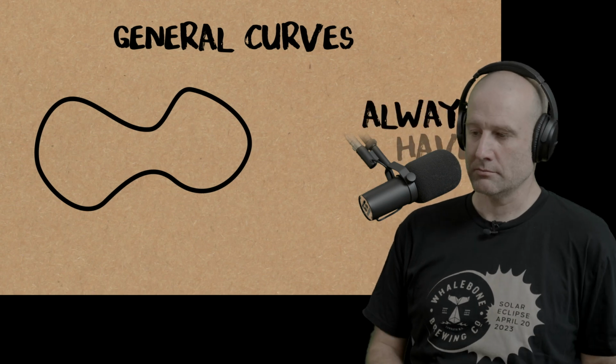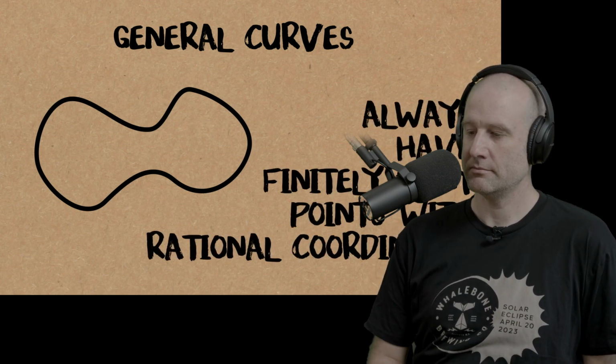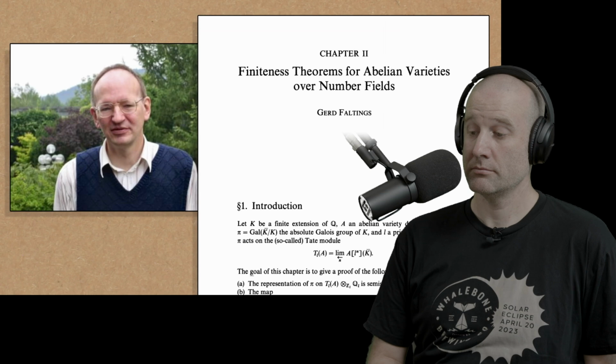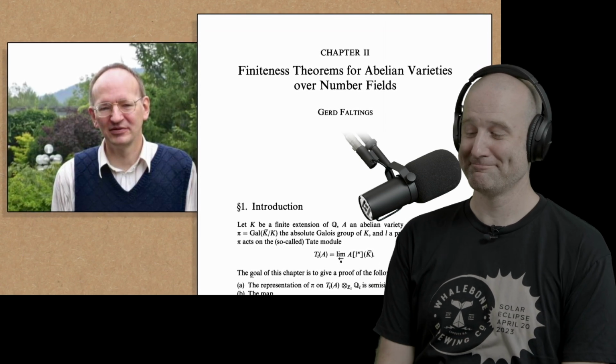They always have finitely many points with coordinates that are rational. This is a spectacular theorem from the early 80s, maybe 1982. It was proved by Faltings, and he got the Fields Medal for this theorem. A lot of great things come from the early 80s. It was called the Mordell conjecture back then, and now it's Faltings' theorem.